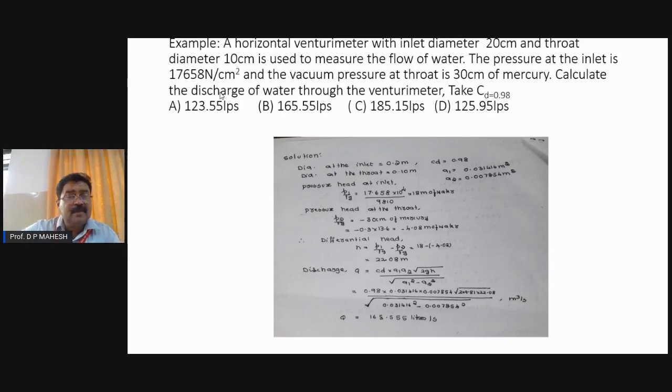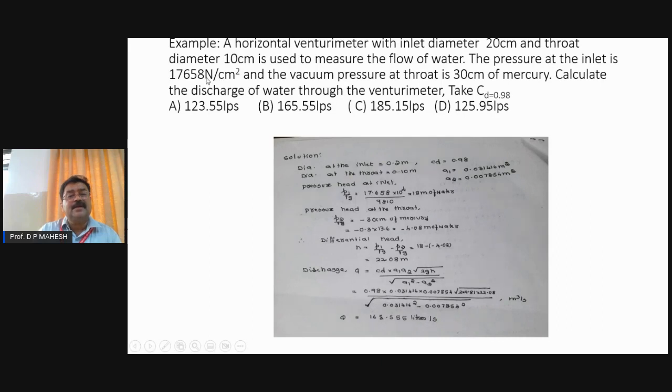At inlet, P1 by rho g. At throat, it is P2 by rho g. You have to carefully distinguish between what is pressure and what is pressure head. When I say head, that becomes the column or the height. When I say pressure, it is expressed in the unit Newton per meter square. Since the pressure at the inlet is given, its value is 17,600 Newton per cm square.